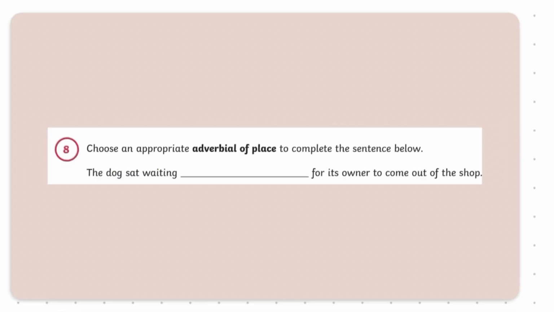Last question. Question 8. Choose an appropriate adverbial phrase to complete the sentence below. The dog sat waiting for its owner to come out of the shop. So where was it sat waiting? That's what you need to ask yourself. It was sat waiting by the door. It was sat waiting on the step. It was sat waiting next to the postbox. So as long as you're telling us where the dog is sitting, that is your adverbial for place.